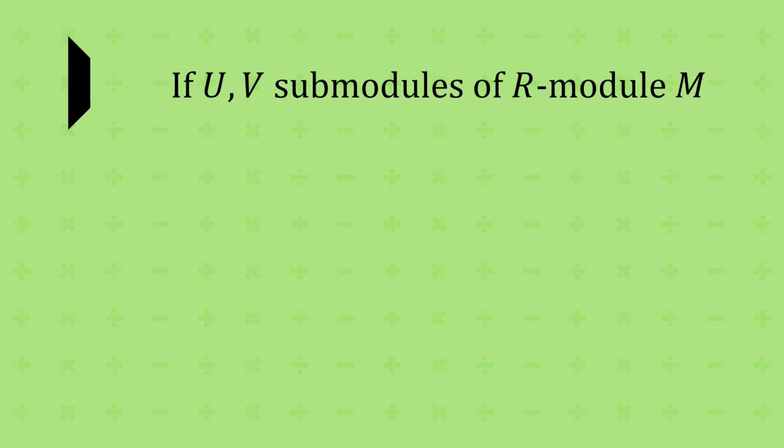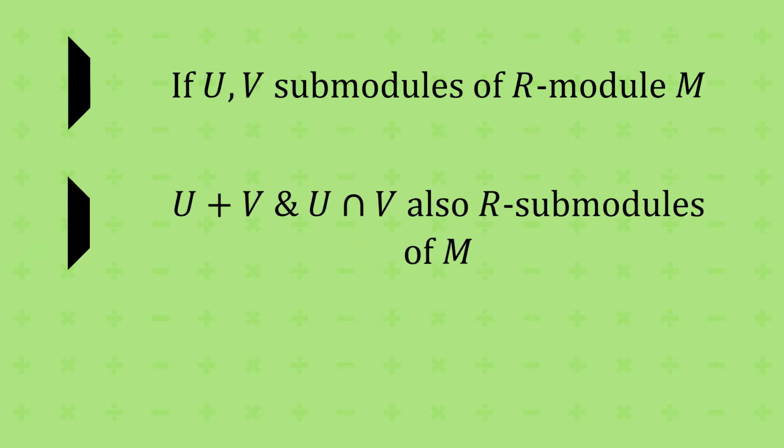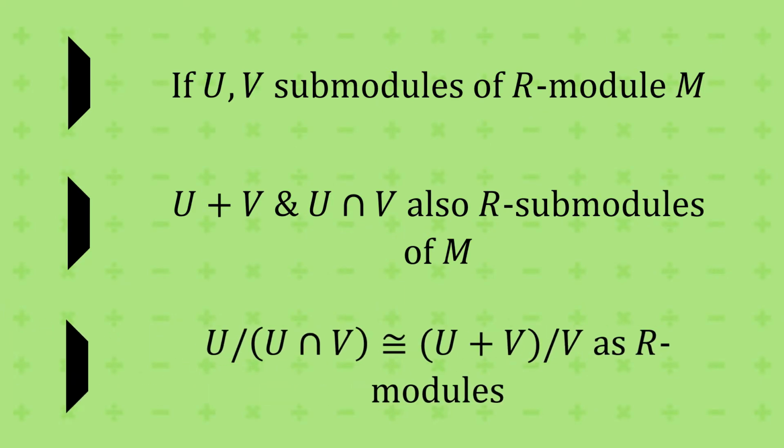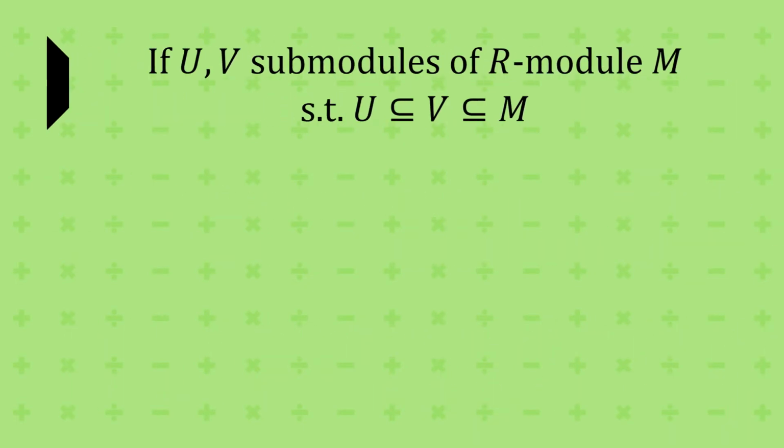The second part of the theorem is that if U and V are submodules of an R module M, then U plus V and U intersect V are R submodules of M. Moreover, U over U intersect V is isomorphic to U plus V over V as R modules.